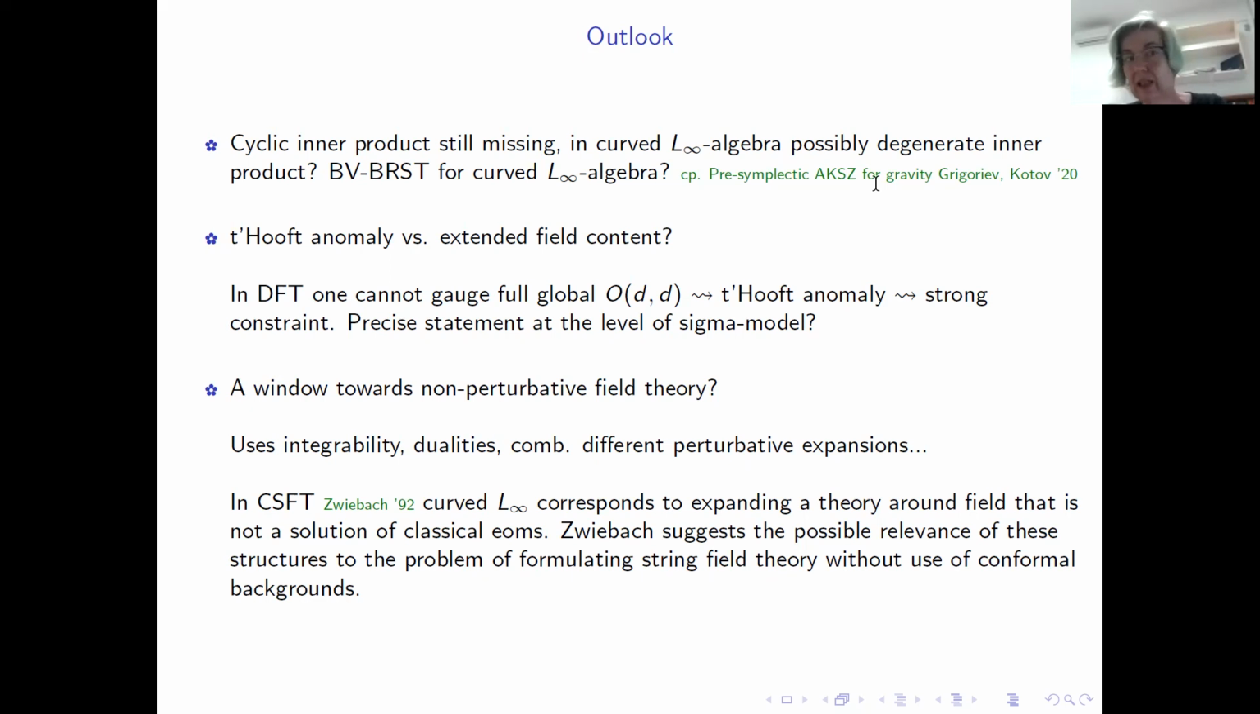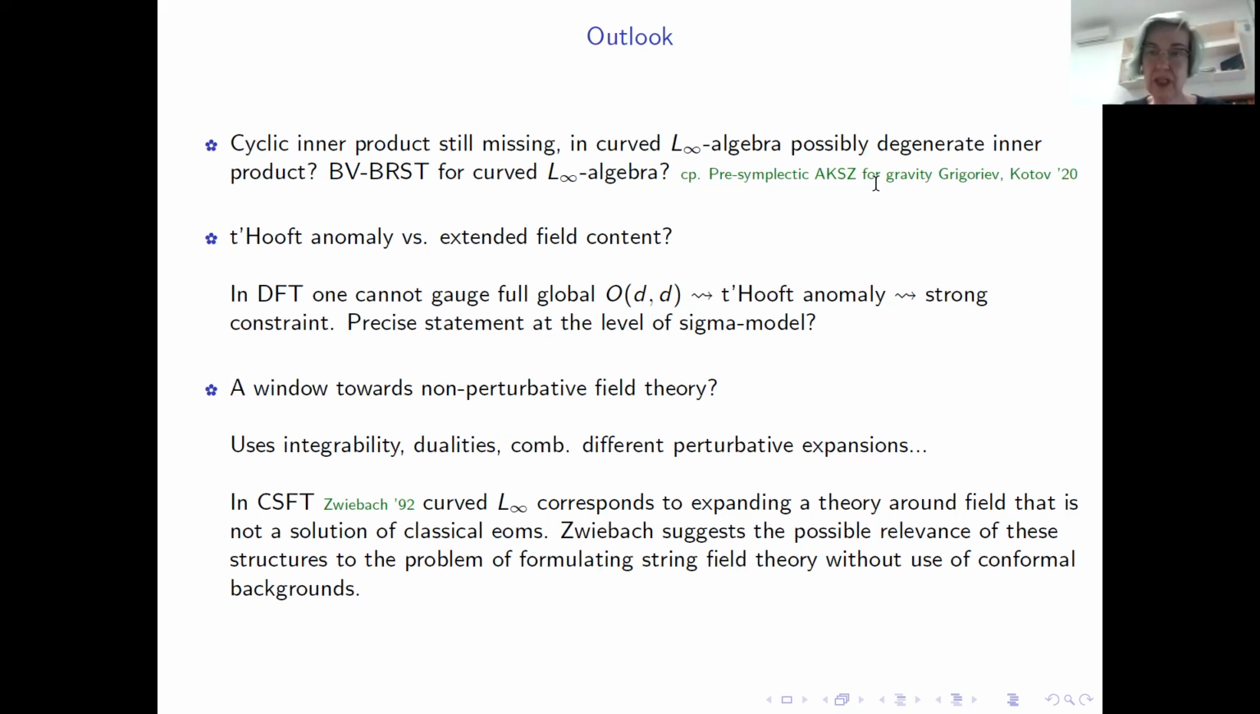The second thing I would really like to discuss at some point, and I keep repeating this from one talk to the other, failing to do the precise calculation, is that you can see the strong constraint in double field theory as being just an expression of the Hopf anomaly. If you remember, in the beginning I told you, you have in double field theory the global symmetry group O(D,D).